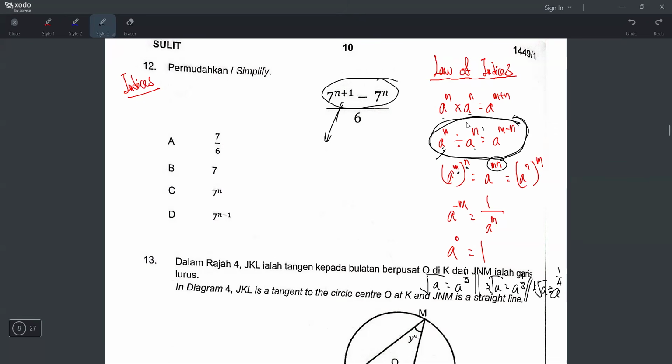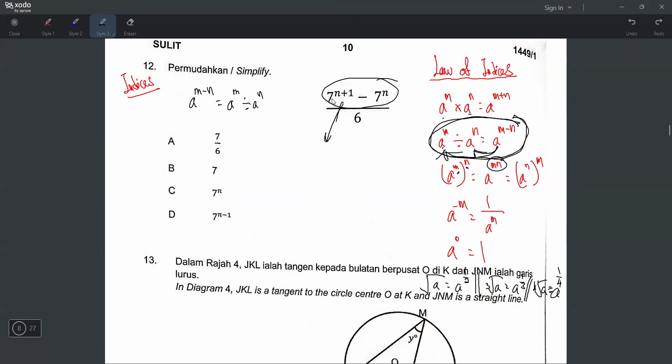Instead of trying to combine jadi satu base, you actually will separate it. It's still the same formula, but you do it the other way. So a power m minus n, you jadi balik dia jadi a power m divide a power n. Yalah, sebab nak combine tak jadi. So we do the opposite of combining, which is pecahkan.